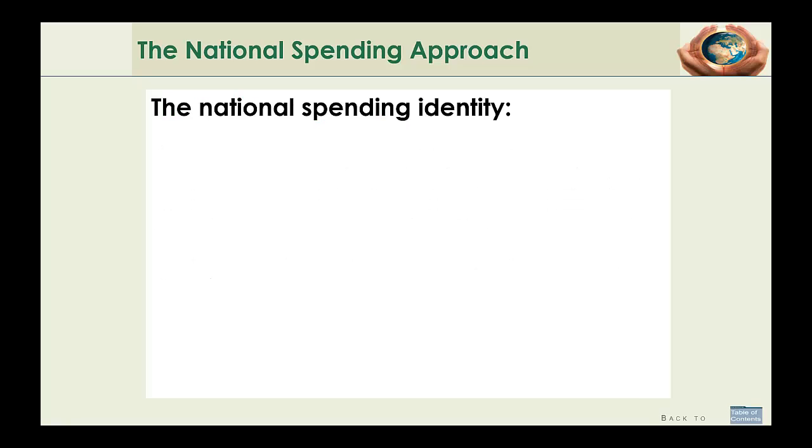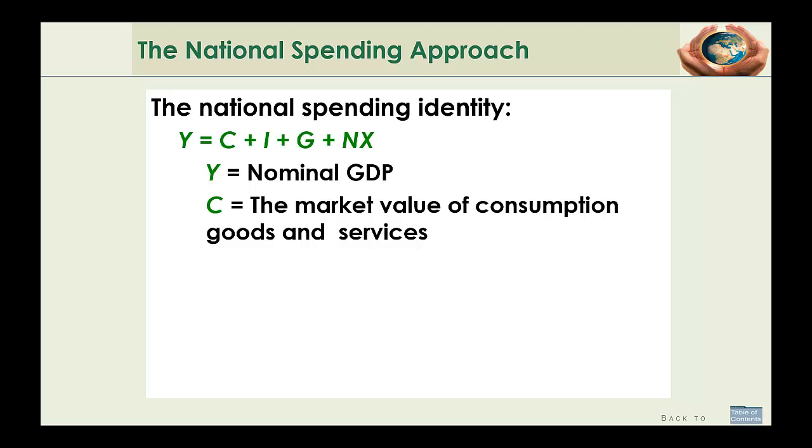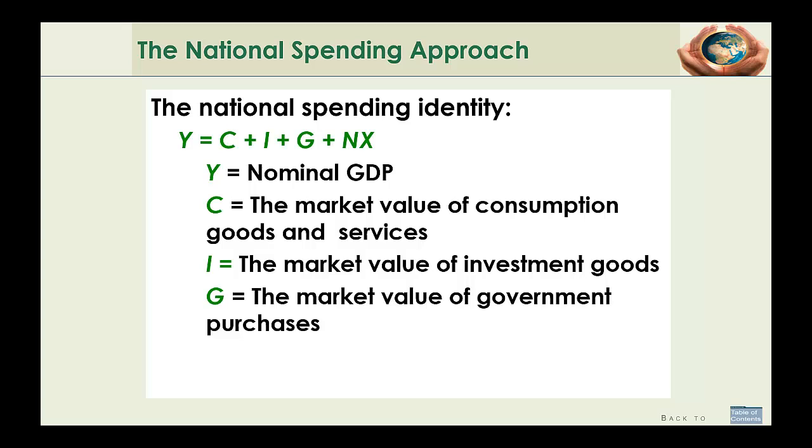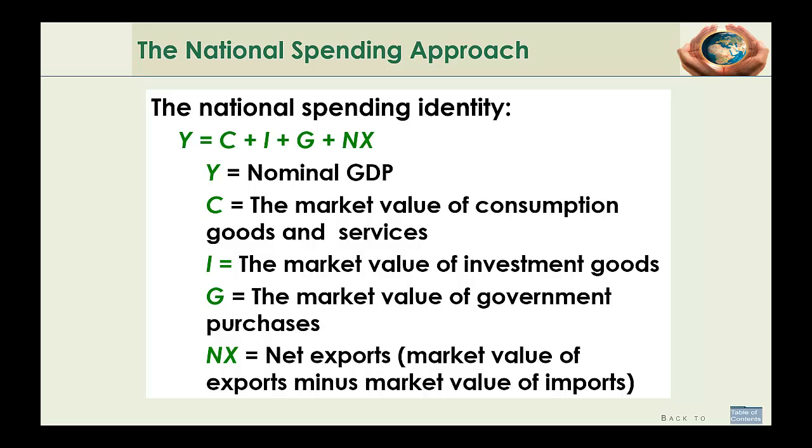The national spending approach stems from what is known as the national spending identity. This is the national spending identity: Y equals C plus I plus G plus NX. Y refers to nominal GDP. C is the market value of consumption goods and services. We'll define this more explicitly in another slide. I refers to the market value of investment goods. It's important we know what investment goods are, again, to be defined in just a moment. G refers to the market value of government purchases, and NX, or net exports, refers to the market value of exports minus the market value of imports.